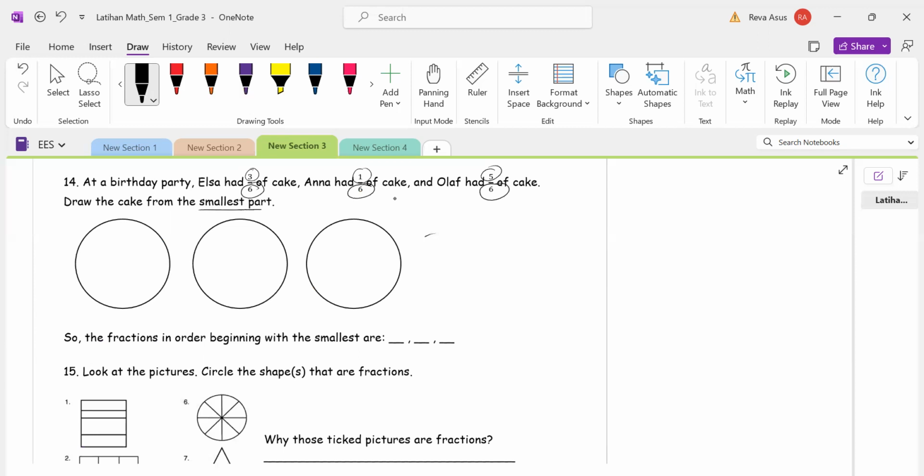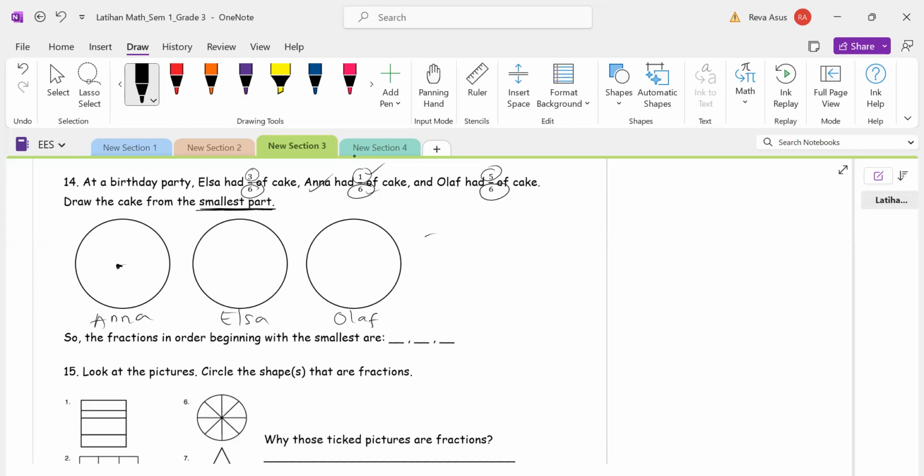Draw the cake from the smallest part. Who got the smallest part? It is Anna, because Anna only took 1 slice out of 6 slices of cake. It belongs to Anna. And then we have Elsa, the smaller part, and then Olaf took the biggest part. Let's draw the cake of Anna.